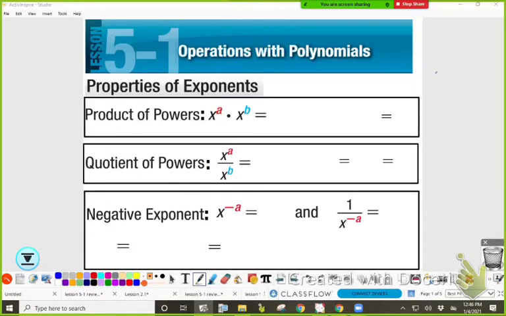This is lesson 5.1. We're going to spend 2 days on it. Not that it's hard, but there is a lot of material in it. So the first day is going to be the properties of exponents, which you guys have seen before, and we've used some of these properties.